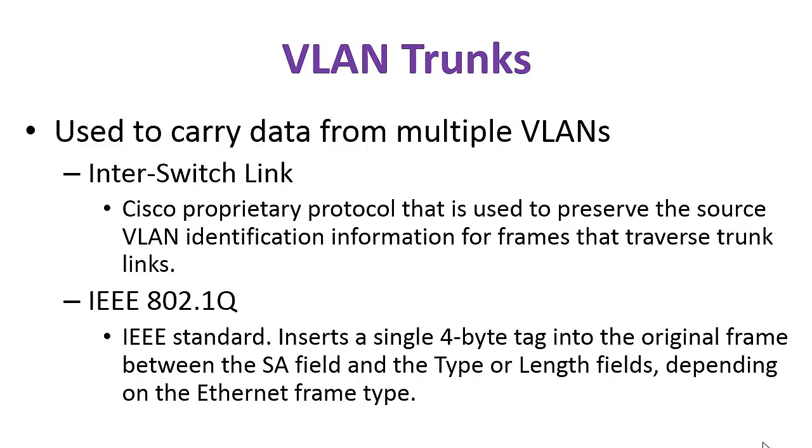Now there are 2 key protocols you need to understand for the development of VLAN trunks. First is ISL, which is Inter-Switch Link. It's Cisco proprietary, and what it does is it preserves the source of VLAN information for frames that traverse the trunk links. And then there's 802.1q, which is the IEEE standard. And what this does, it inserts a single 4-byte tag into the original frame. Now, understand that there are many differences between ISL and 802.1q, but just for now, understand that ISL is the Cisco proprietary protocol, 802.1q is the IEEE standard.